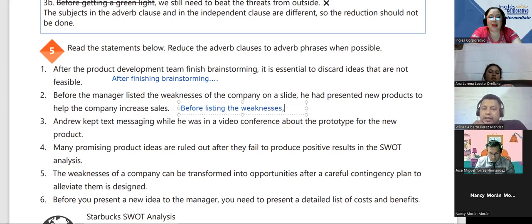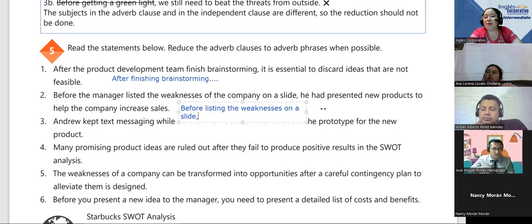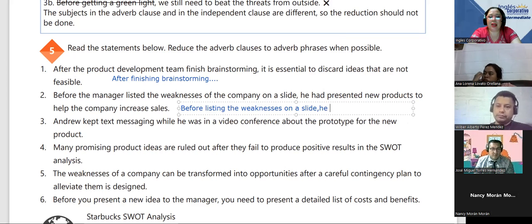the weaknesses of the company on a slide, ¿verdad? Porque definimos que el sujeto es the manager, the verb is listed, entonces ya lo hice ing, ya eliminé el sujeto y ahora voy the weaknesses o todo el complemento, ¿verdad? On a slide, then I write a comma because we have the other sentence that starts over here and it says he had presented another action, right? Presented new products, etc., etc.